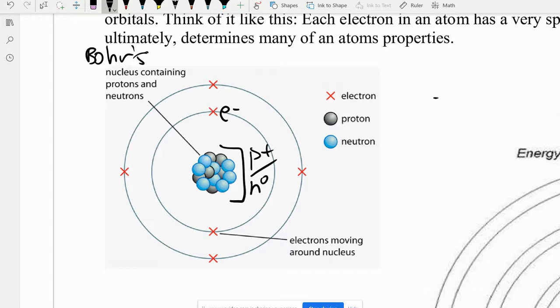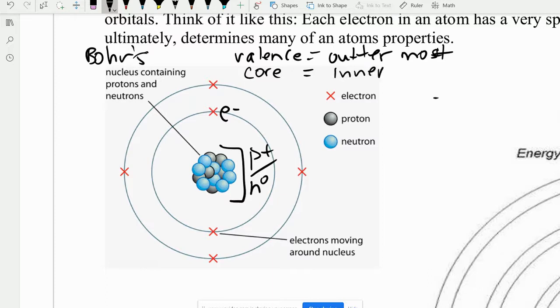And before moving on to electron configuration, I need you to review some vocabulary from first year chemistry that we are going to consistently use throughout the year, and that is a valence electron. So what is valence? Outermost. So the outermost shell would be the valence shell, and therefore it would house the valence electrons. Anything that is not considered the valence shell, we would call core or core electrons. So any electrons that are not on the valence shell are referred to as core electrons.